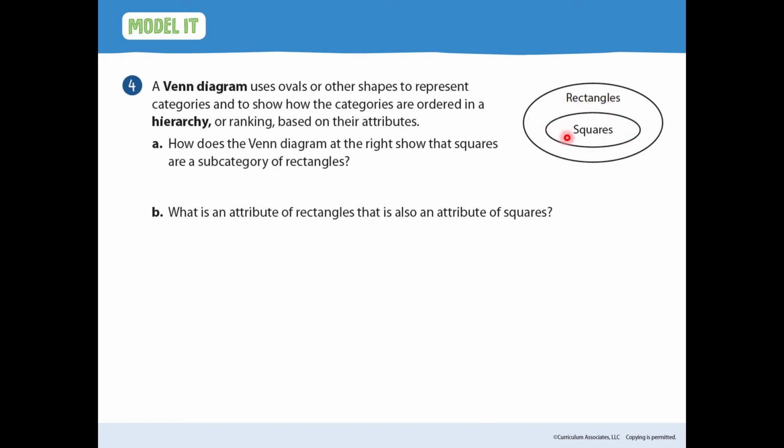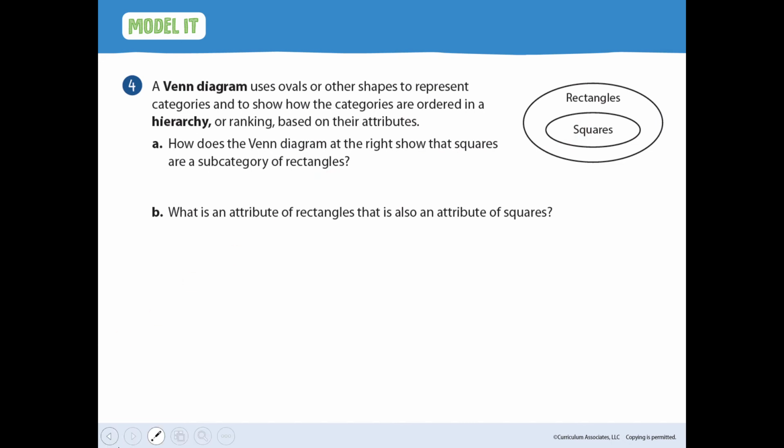We remember all squares are rectangles. They all fit the description for rectangles. However, not all rectangles can fit in the description for squares because some rectangles are squares that have four equal sides, but some rectangles have a longer side and then a shorter side. And so all squares are rectangles, but not all rectangles are squares.